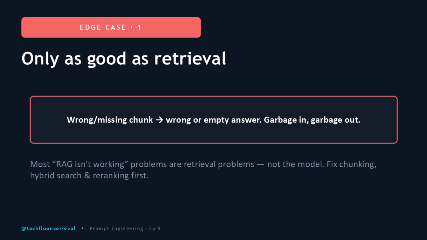Now the failure modes. First and biggest, RAG is only as good as its retrieval. If the retriever doesn't surface the right chunk, the model has nothing to work with, and you get a wrong or empty answer. Garbage in, garbage out. Most RAG isn't working problems are actually retrieval problems, not model problems.